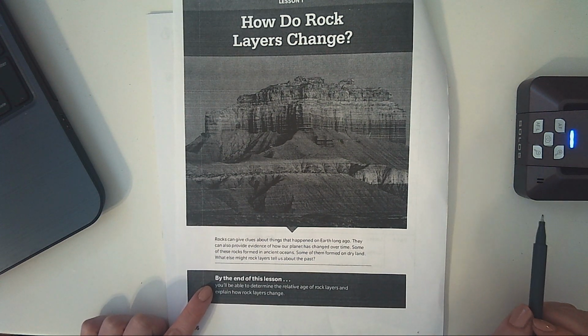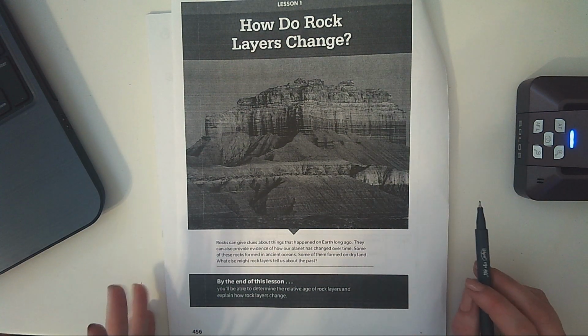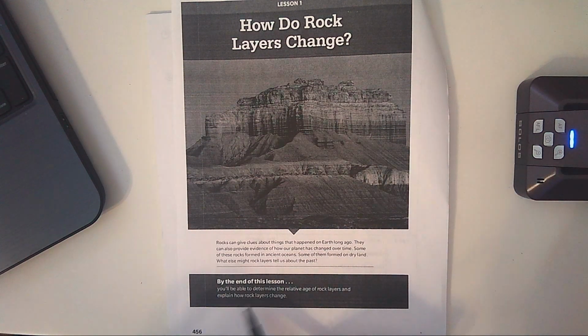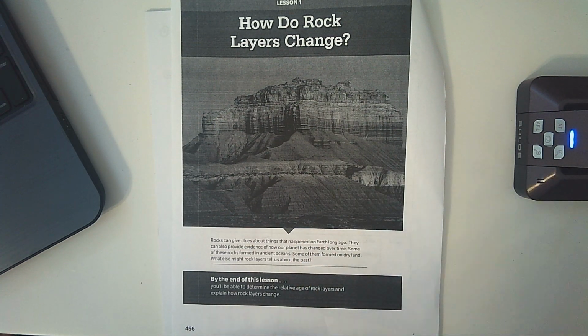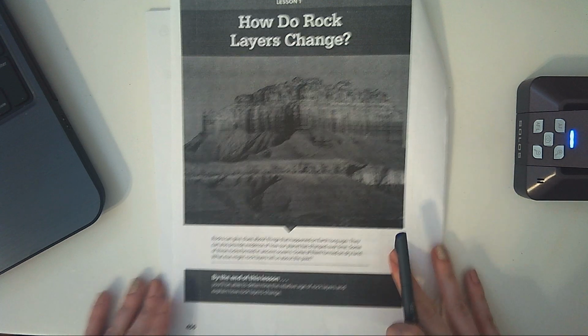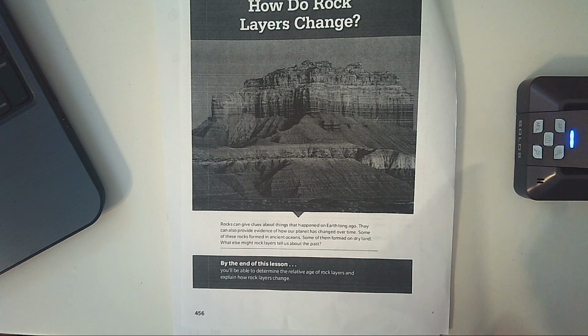Your goal by the end of this lesson, so not really by the end of today, but by the end of this overall lesson, which is broken up into a few days, is you'll be able to determine the relative age of rock layers and explain how rock layers change. So remember, when we're talking about relative age, we want to be thinking about comparing one thing to another to determine age. You don't have to know, looking at a rock, that that rock is 100 million years old. No, we just want you to know, looking at a rock structure, what layers in the rock structure are the older layers and what layers are younger.